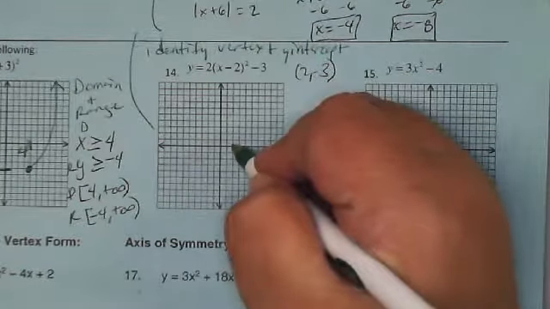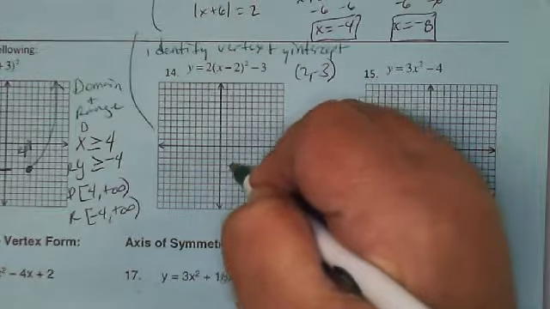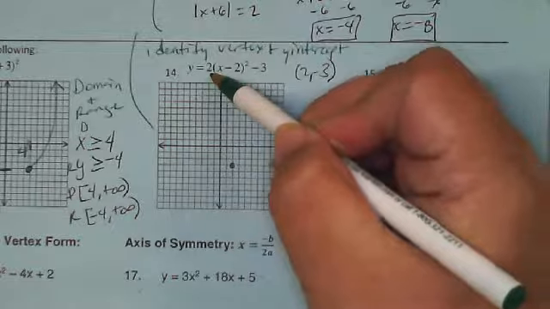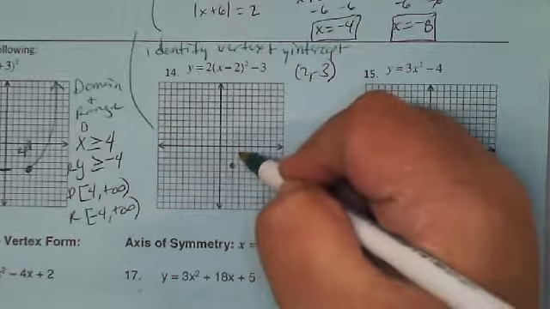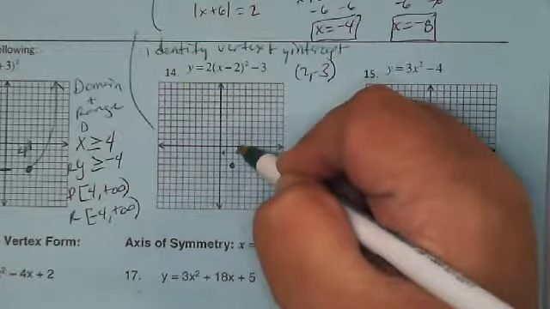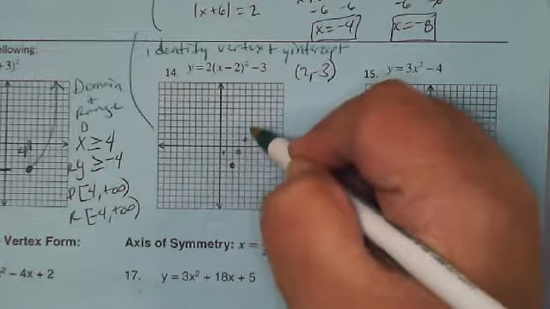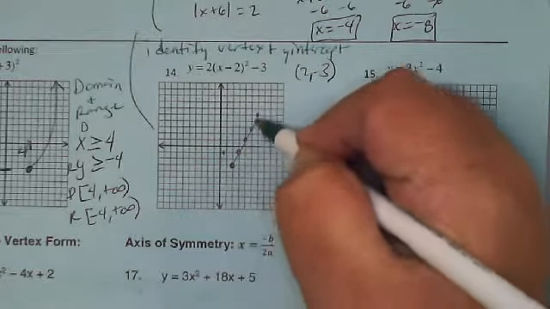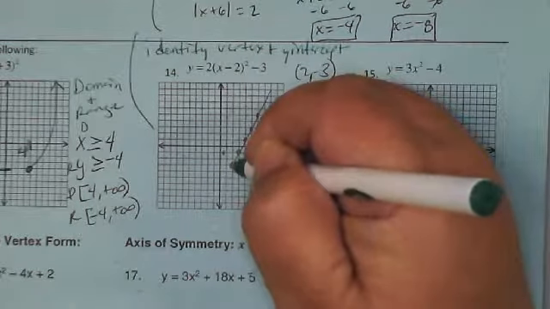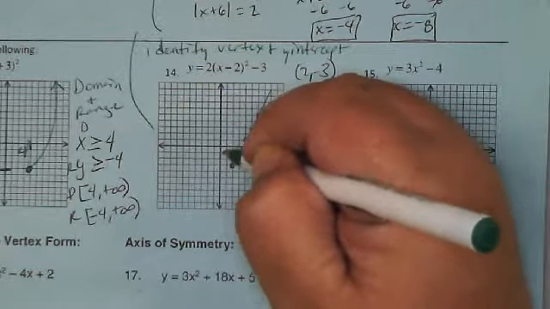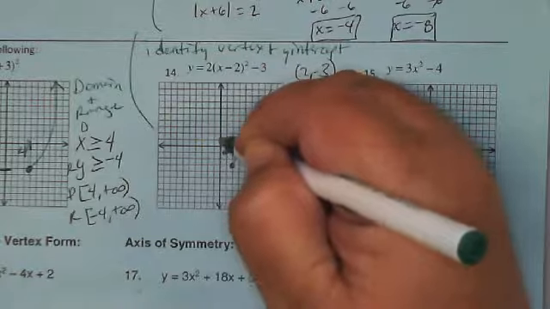So we'll go over 2 and down 1, 2, 3. Put a dot. Now our vertical stretch is 2, so that means it goes up 2 over 1. And then again, up 2, over 1, and so on. Let's do that wrong. 2 over 1.